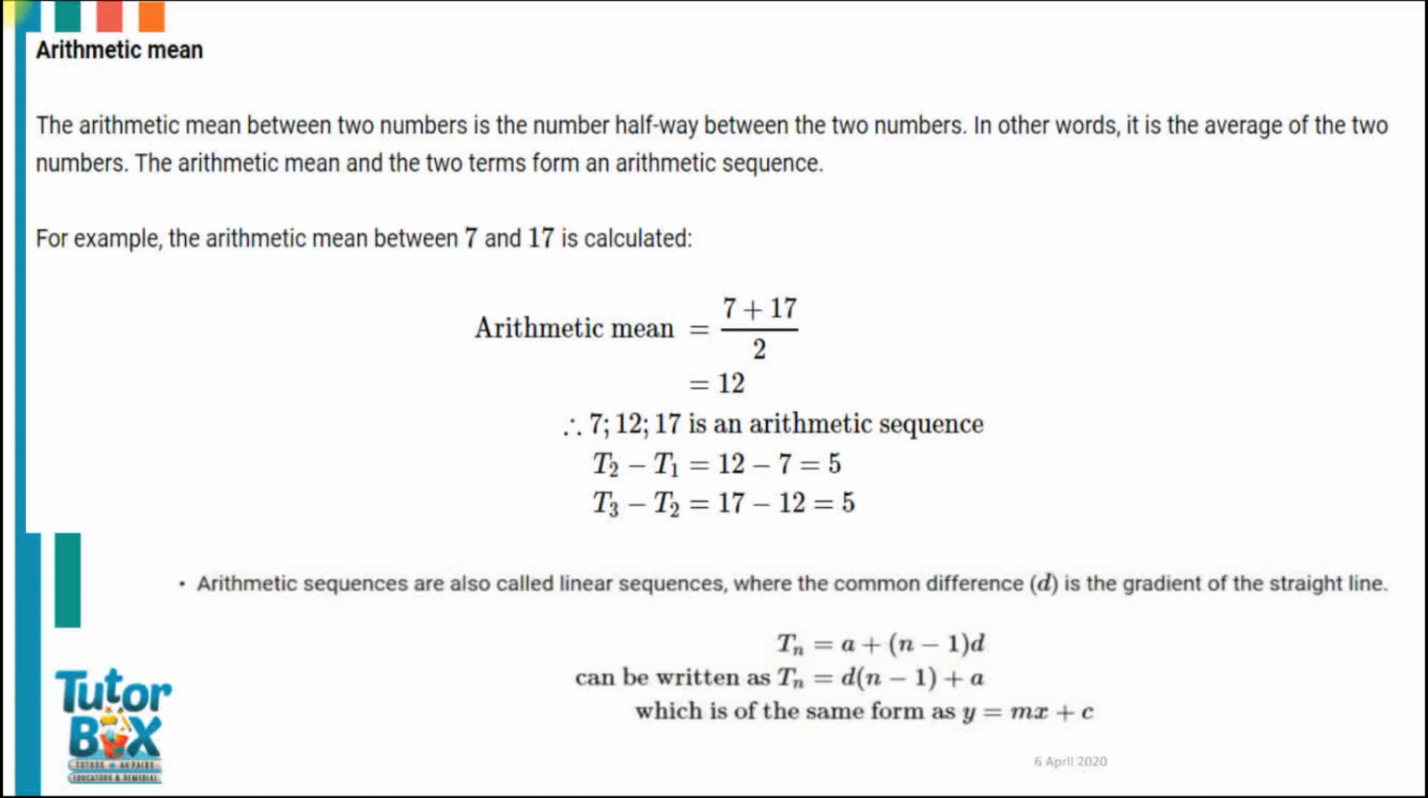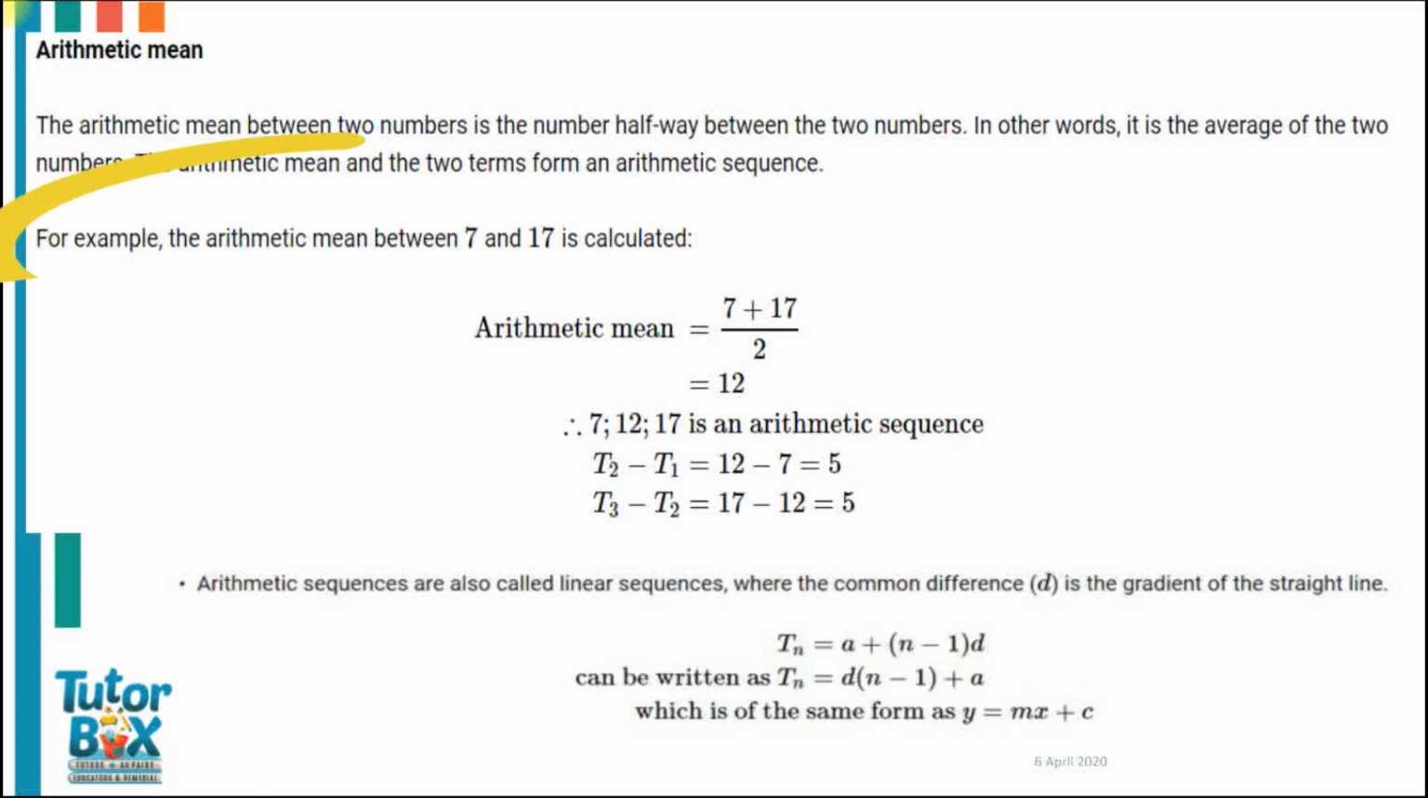Let's look at arithmetic mean. It says the arithmetic mean between two numbers is the number halfway between the two numbers. That is just straightforward, right? In other words, it is the average of the two numbers. The arithmetic mean and the two terms form an arithmetic sequence, right?